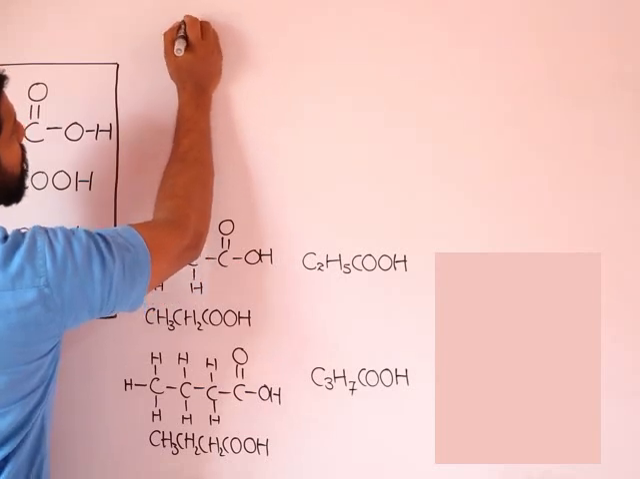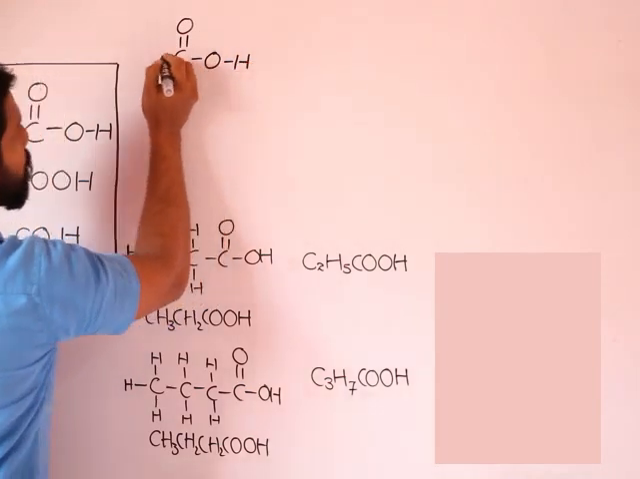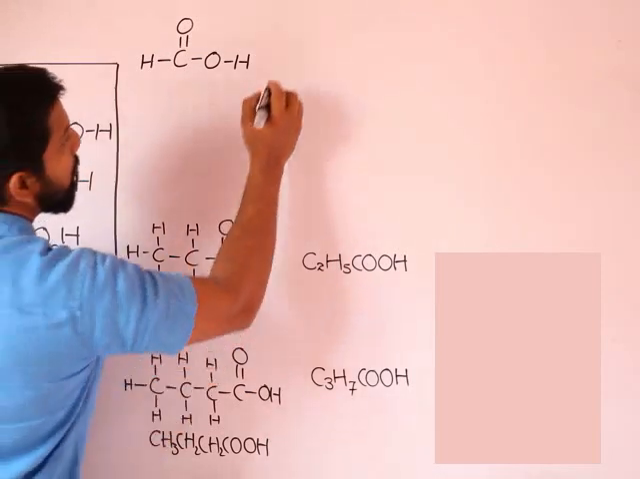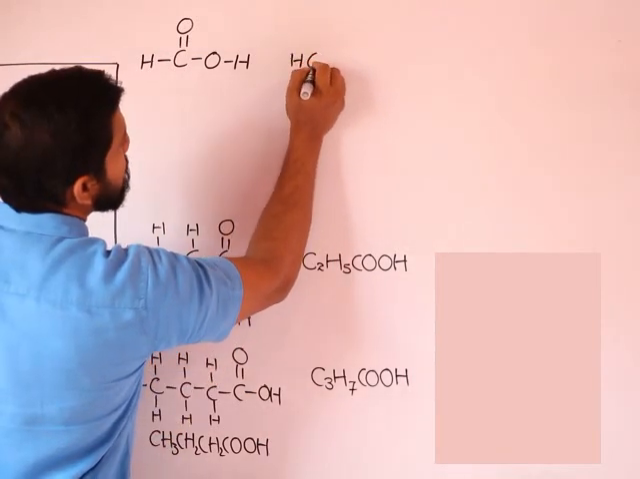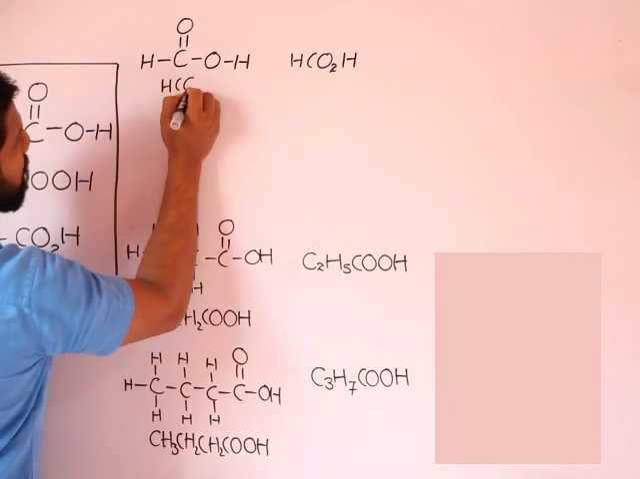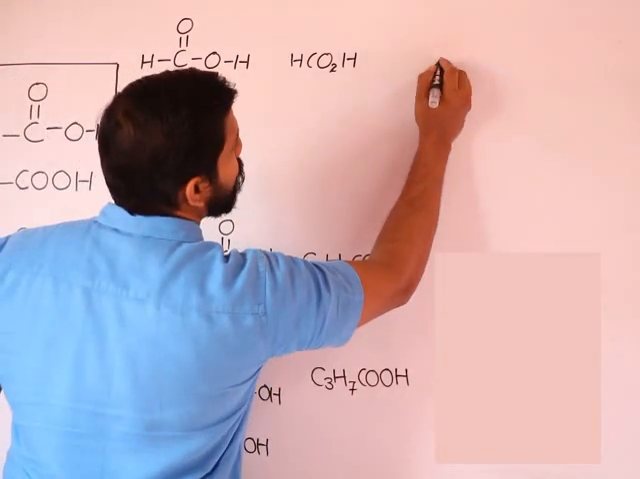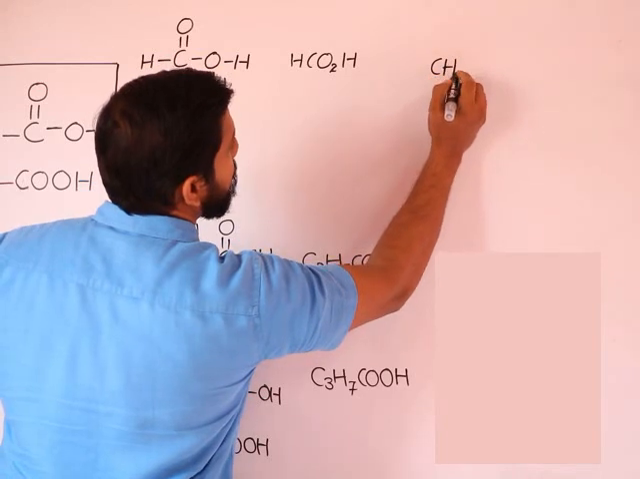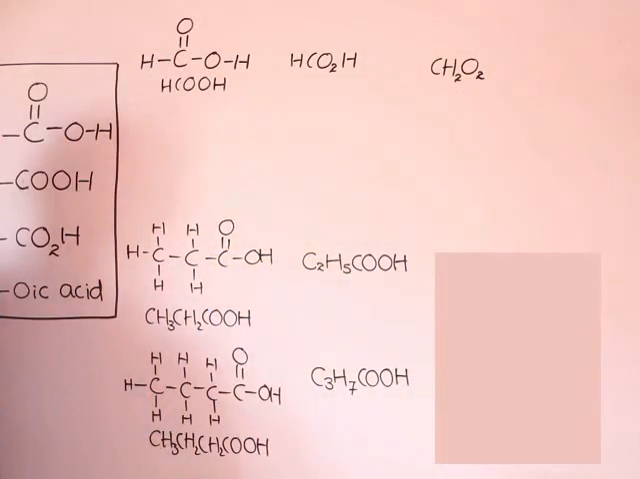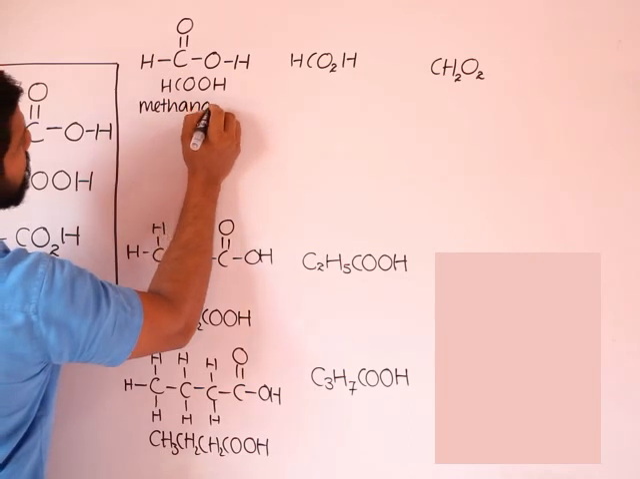Methanoic acid contains one carbon atom, it has the COOH group and one hydrogen atom attached. I can condense this as HCO2H. So I can write this as HCOOH. And further condensing, you can write it as CH2O2. So this is methanoic acid.